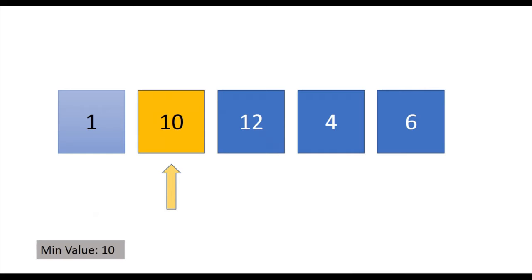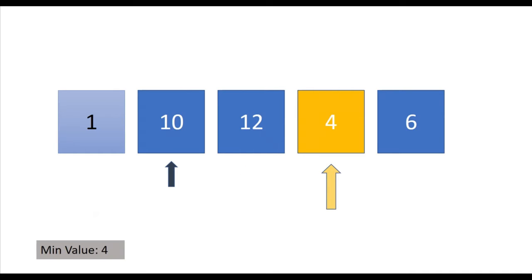Right now 10 is our current minimum value. And then 10 will be compared to the next element in the array, which is 12. 12 is greater than 10. So there is no change in our current minimum value. And then we compare to the next element, which is 4. 4 is smaller than 10. So our current minimum value is 4. And we compare to the next element, which is 6. 6 is greater than 4. So there is no change in our current minimum value. So 4 will be swapped with the number 10.